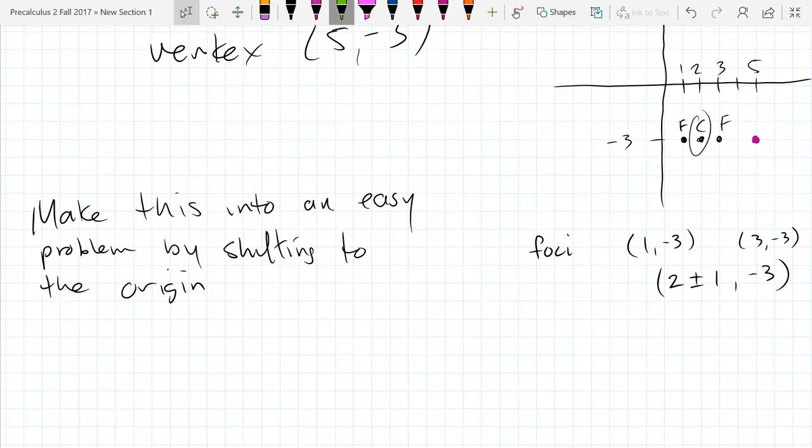So when I do this, I'll do this whole problem in the green marker because it's not the original example. We're going to solve an easier problem and then take the answer to that and make it fit what we're working on here.